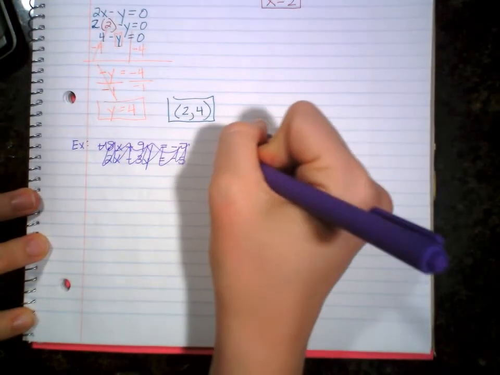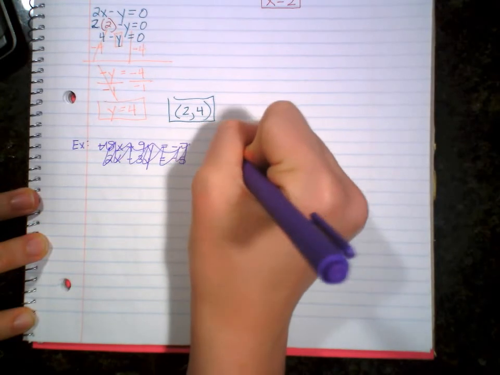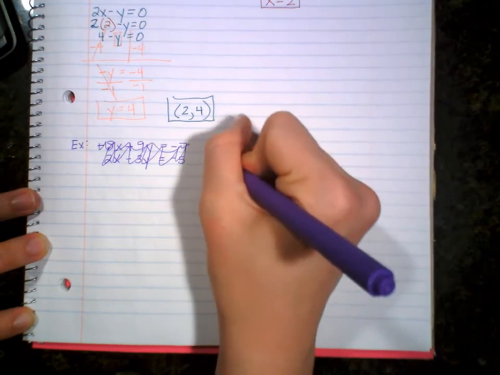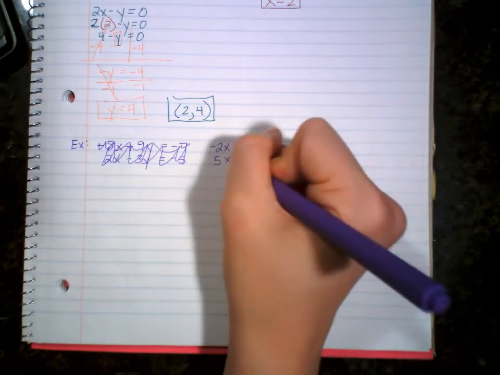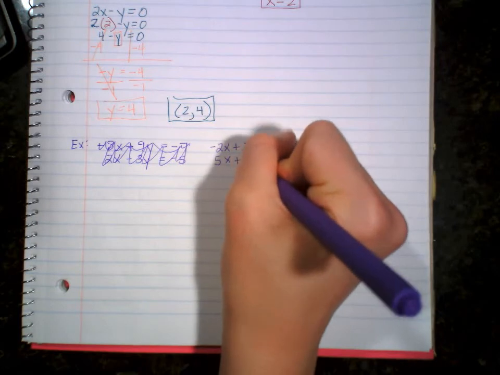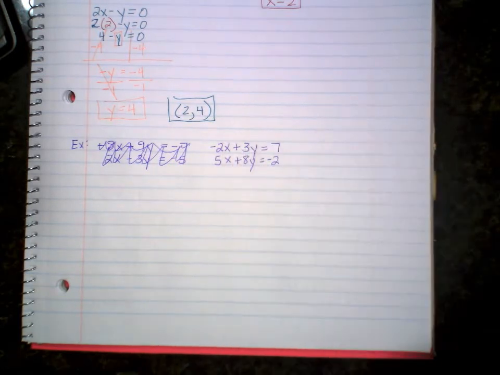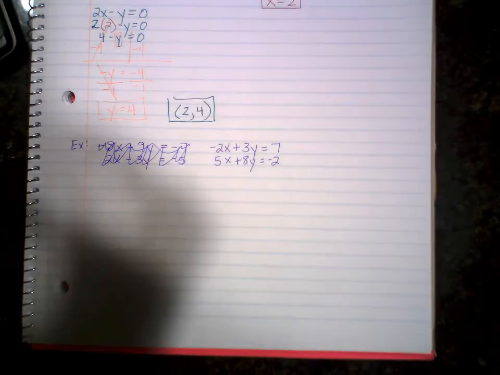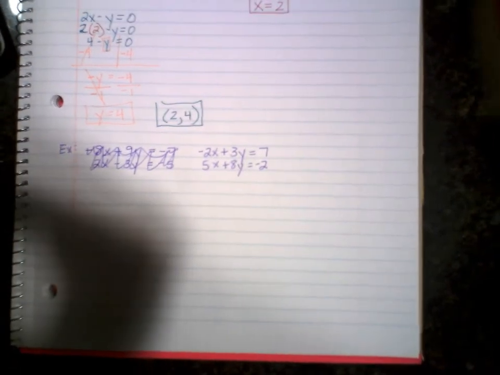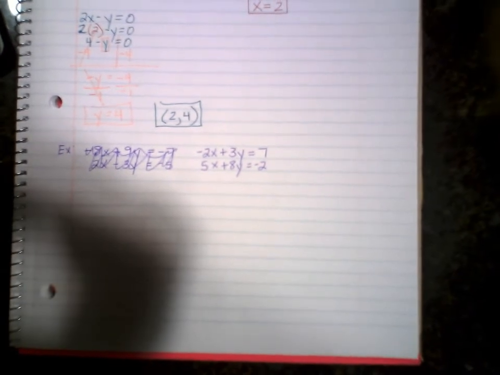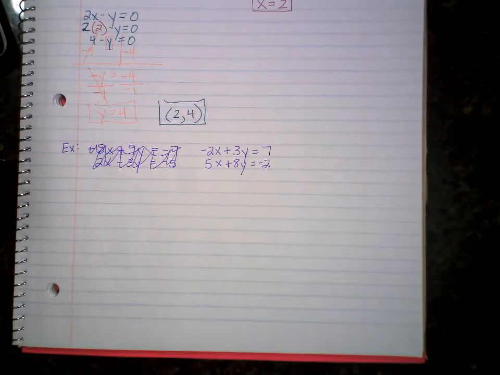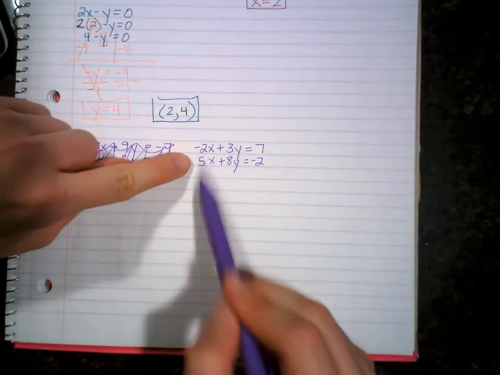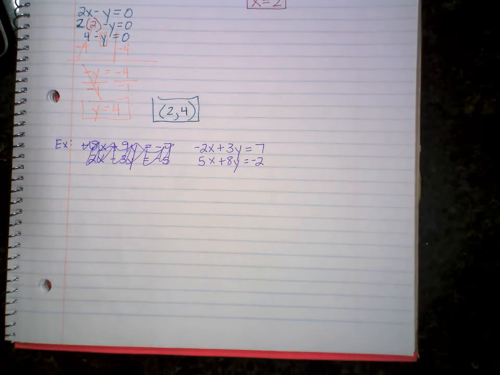All right, we're going to do this one instead. Negative 2x plus 3y equals 7. 5x plus 8y equals negative 2. Okay, so now, look at the numbers in front of the variables. You should notice that the numbers in front of both variables is different, okay?